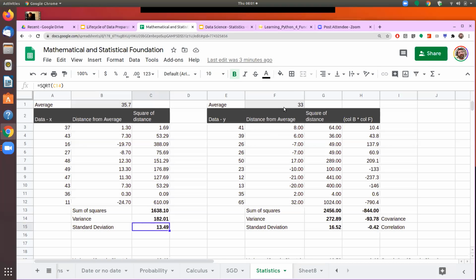If you see here, for another data set, the average is 33, and the standard deviation is 16.2. So by seeing these numbers itself, you can find out that the second data set is more dispersed compared to the first one, because here the average is actually lower than this, but the standard deviation is actually higher than this. It means that it is more broadly spread around the mean. So that's how we compute the variance and the standard deviation.